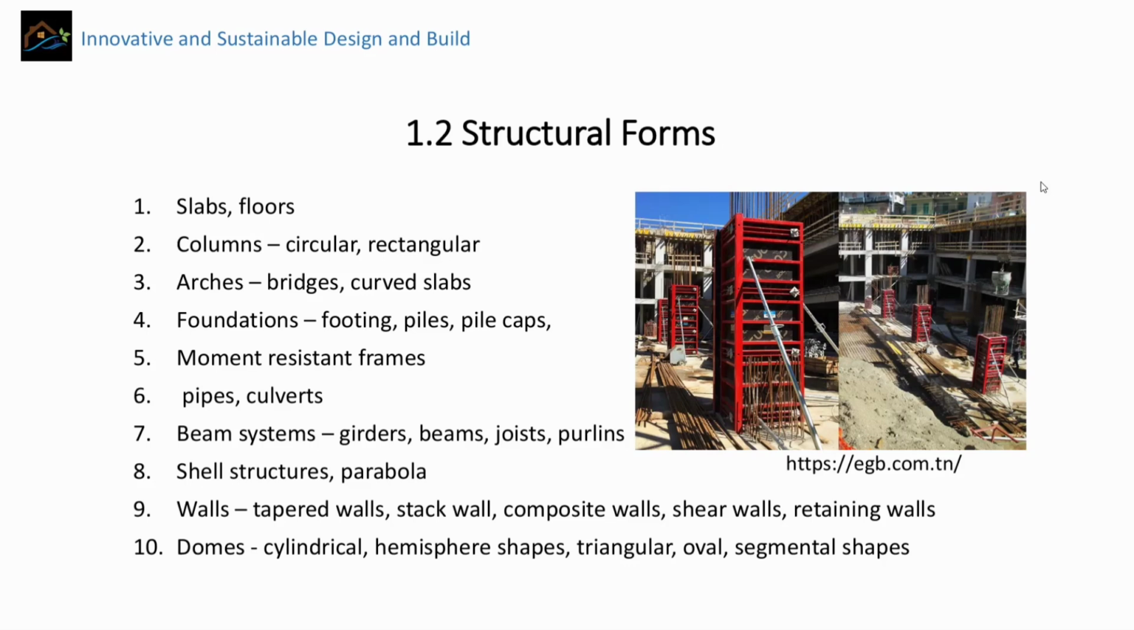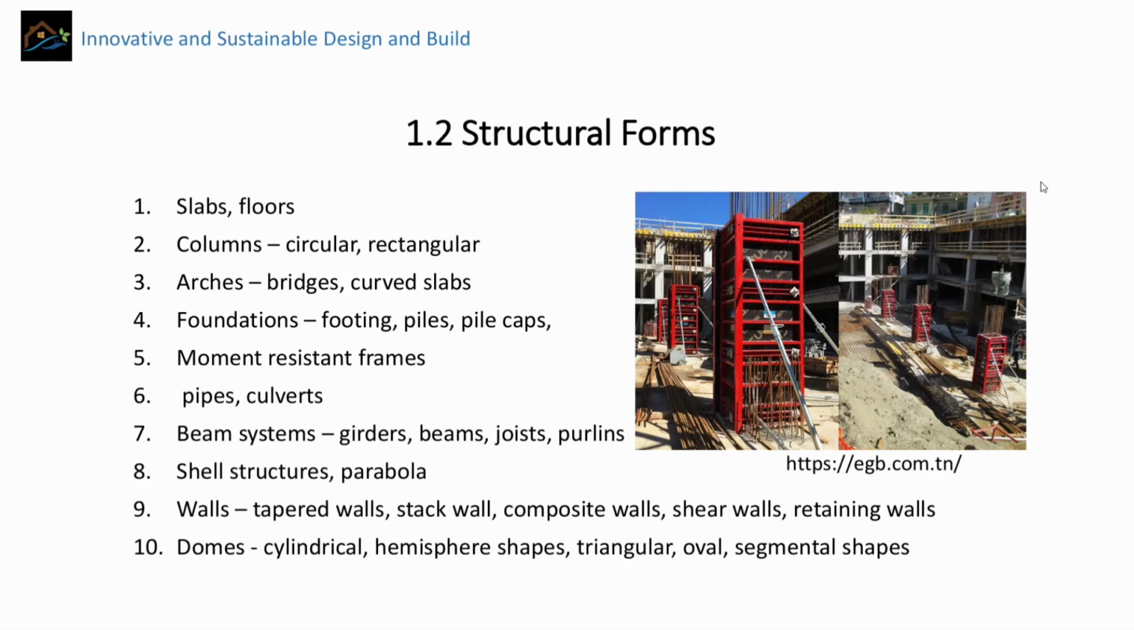Foundations, we might have footings of different types for piling, and for pile caps, we might also have shapes and forms. And for moment-resistant frames, we might have various types of forms for the beams and columns, for the bracing, and for other types of elements, like pipes and culverts, which can also be a unique type of structural form.